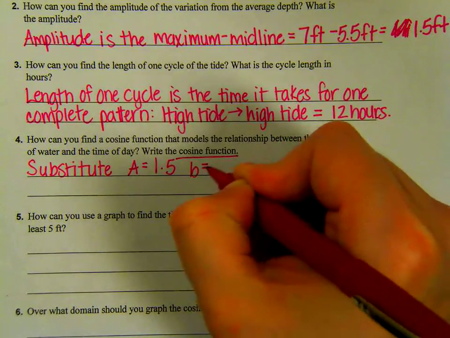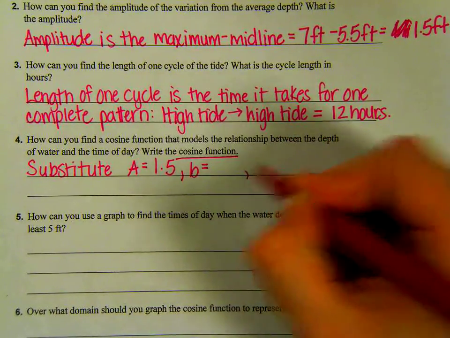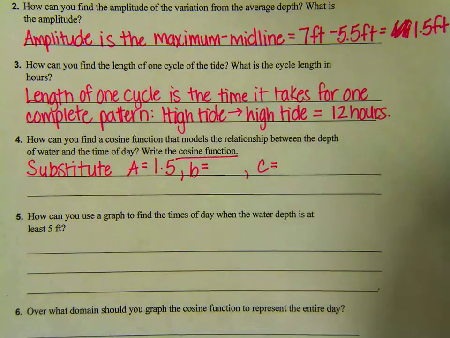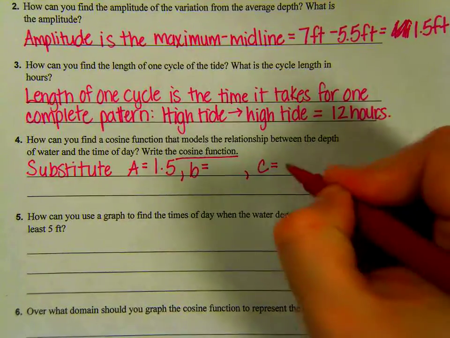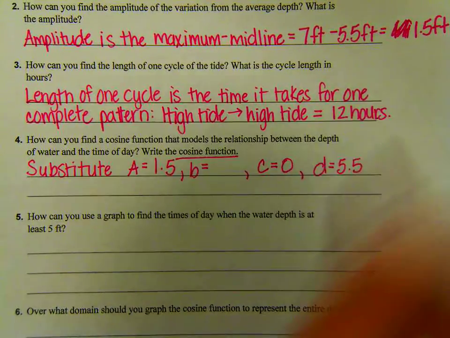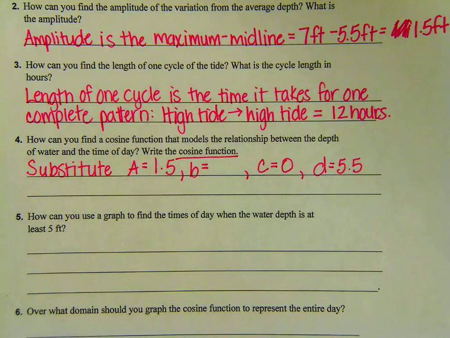B, we don't know yet, so we've got to solve for that. C, is there a phase shift? Did it say anything about moving left or right? No, so C is going to be 0. And then what was the D value? So the only one we're missing right now is the B value.